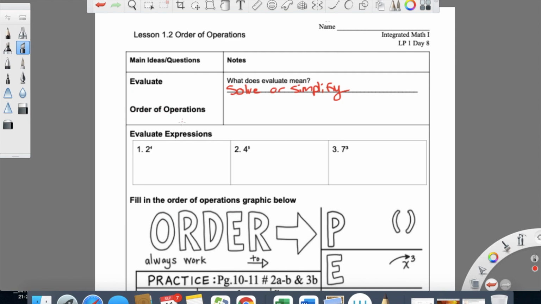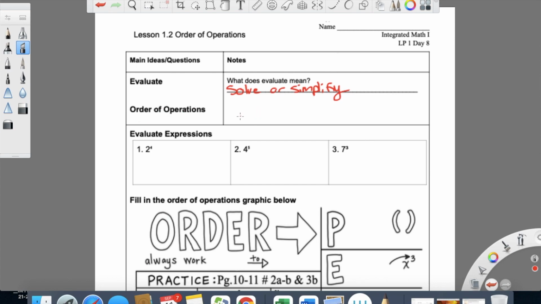So this one, again, should definitely be review. We should have been hearing this for quite a few years at this point. It is very important for simplifying an equation. It's actually more simplifying an expression. You use order of operations to simplify, not necessarily to solve the entire problem.